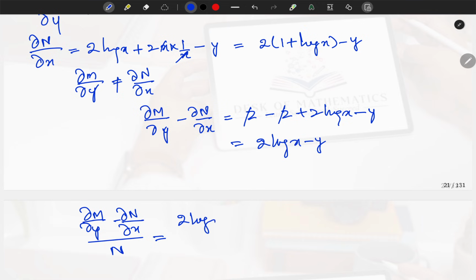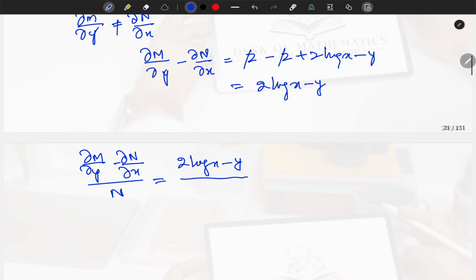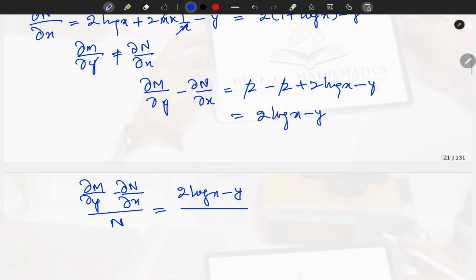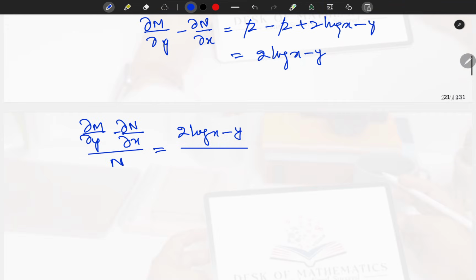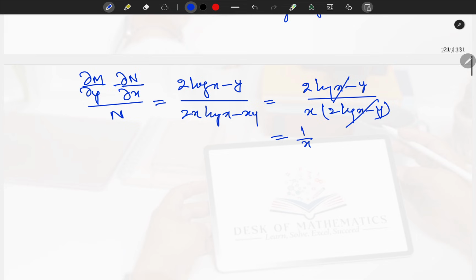This is 2 log of x minus y, and what is your N? So that is 2x log of x minus xy. Take x common, log of x minus y. Taking the x common, it is 2 log of x minus y. It will cancel, so what you have is 1 by x. So now what is your integrating factor here?